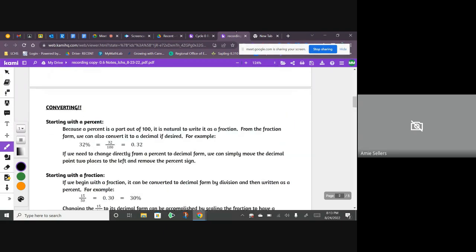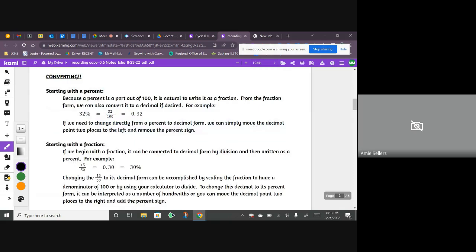The first thing that we are going to look at is converting. If you start with a percent, the easiest way is to first convert it to a fraction, and you can convert it to a fraction by putting it over 100. So to convert from a percent to a fraction, you simply put the fraction over 100, and that's because percents are comparing it with 100.